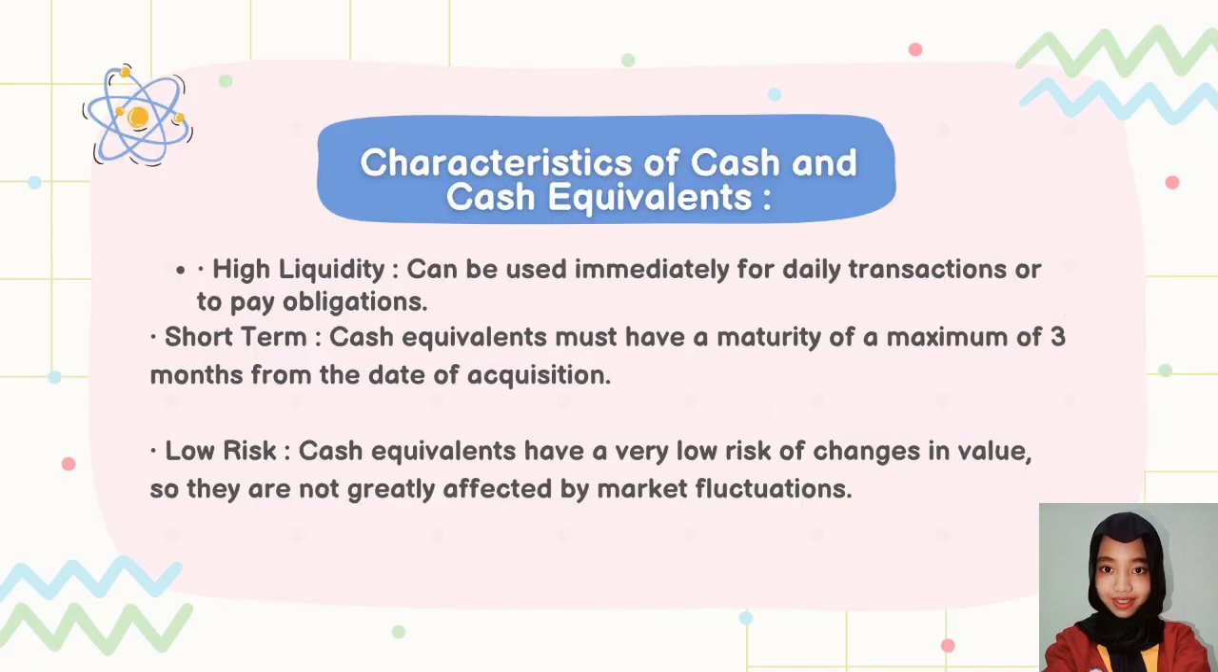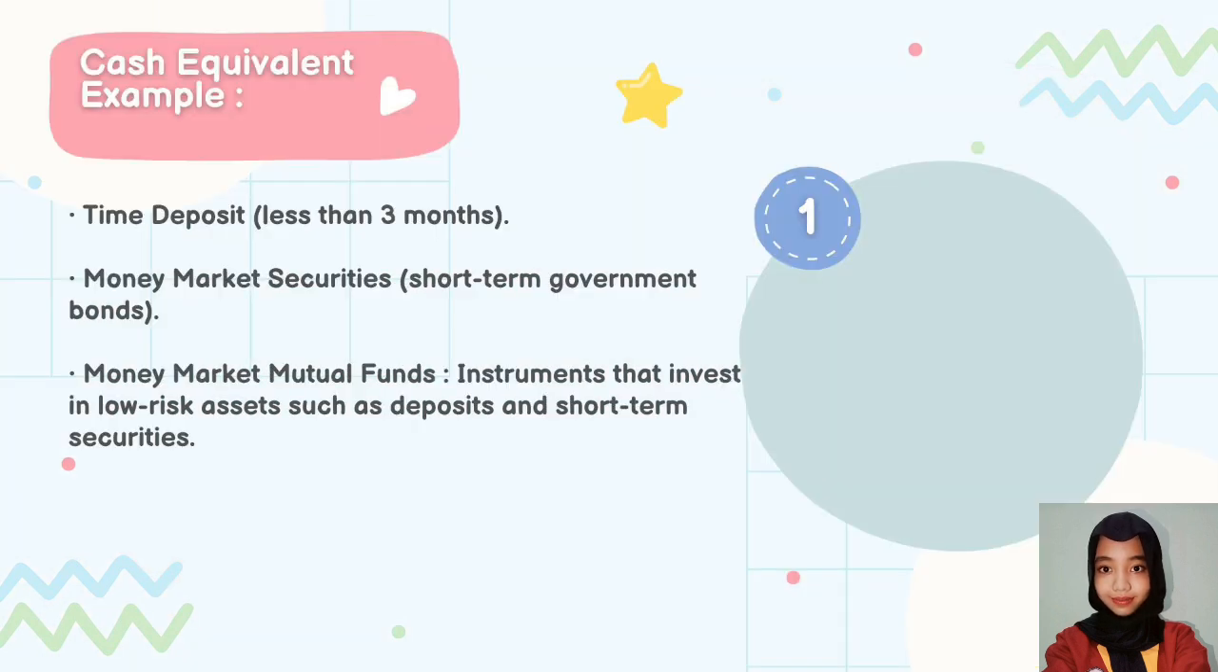Characteristics of cash and cash equivalents. High liquidity, can be used immediately for daily transactions or to pay obligations. Short-term, cash equivalents must have a maturity of a maximum of 3 months from the date of acquisition. Low risk, cash equivalents have a very low risk of changes in value, so they are not greatly affected by market fluctuations.